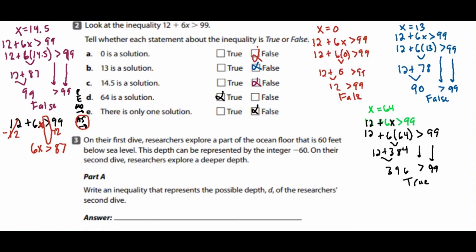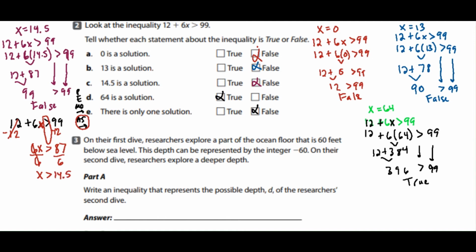Now I need to get rid of the 6. Since 6 is connected to the x through multiplication, to undo multiplying by 6, I need to divide by 6. So that's what I'm going to do here. I'm going to divide both sides by 6. This is going to cancel out. And I have x is greater than 14 and 5/10.